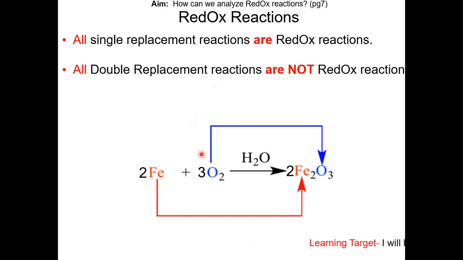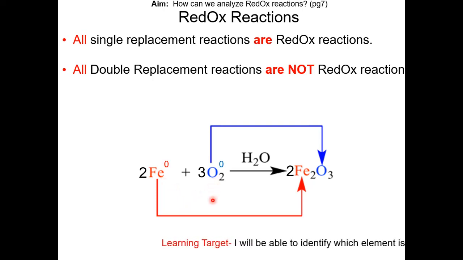To check if a chemical reaction is a redox reaction, you must check the oxidation number of each element in the chemical equation. If the oxidation numbers change from reactants to products, then it is a redox reaction. However, if they stay the same, then it's not a redox reaction. Let's look at this example. The oxidation number of this iron is 0.